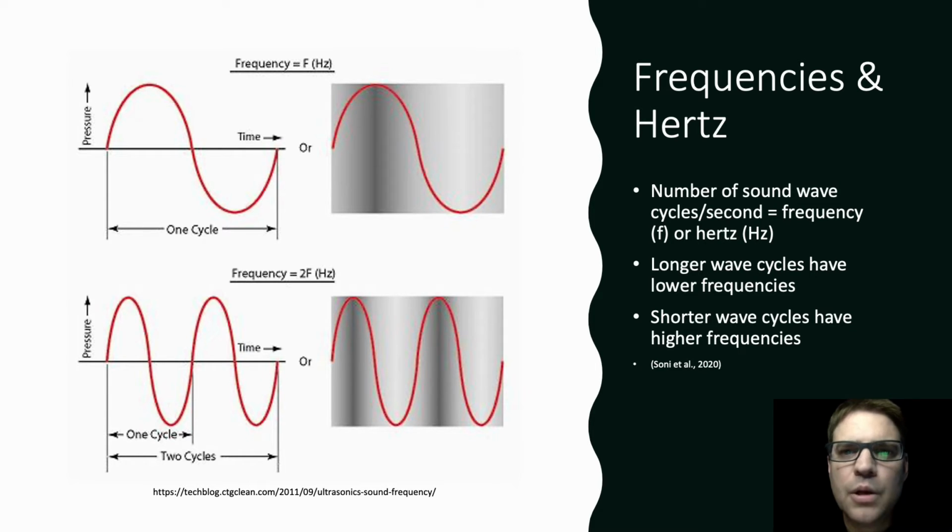For example, 1 sound wave cycle per second equals 1 frequency, or 1 hertz. 10 sound wave cycles per second equals 10 frequencies, or 10 hertz. And 100 sound wave cycles per second equals 100 frequencies, or 100 hertz. The length of the sound wave cycle affects frequency. Longer sound wave cycles have lower frequencies because fewer sound wave cycles are completed in 1 second. Shorter sound wave cycles have higher frequencies because more sound wave cycles are completed in 1 second.